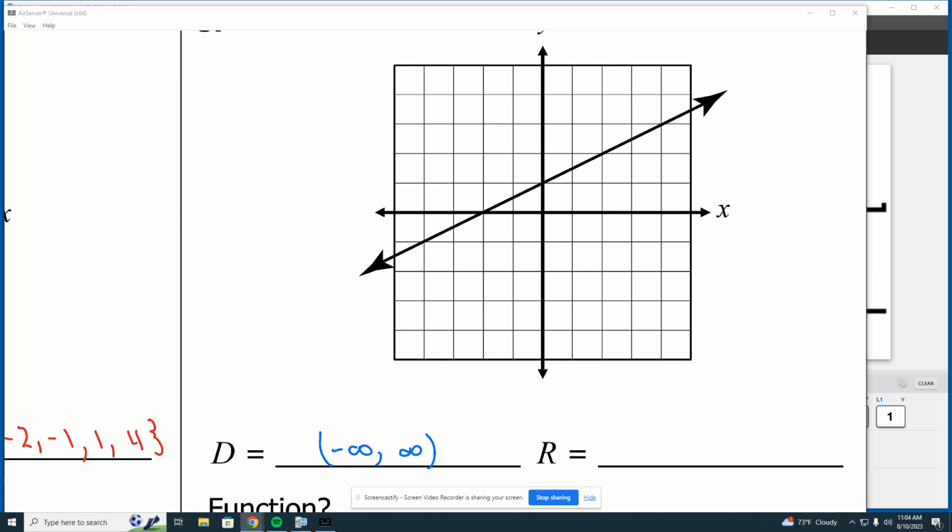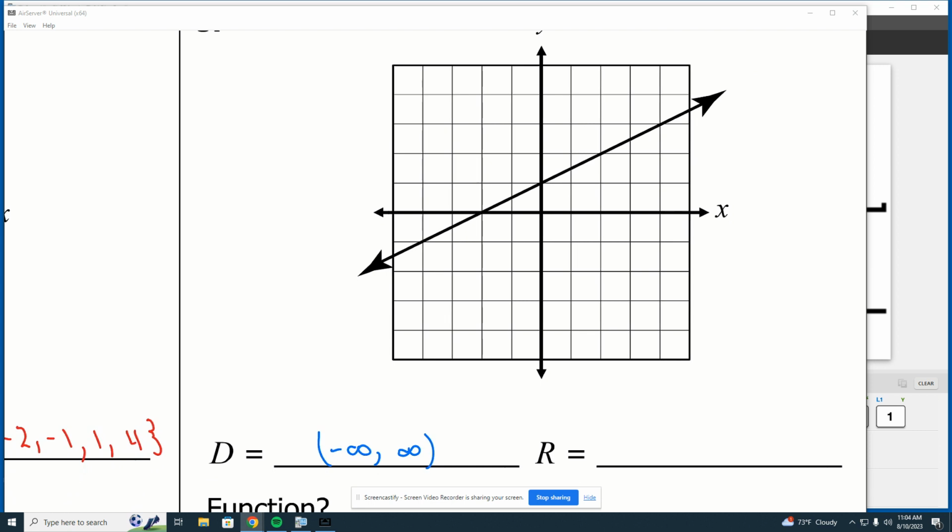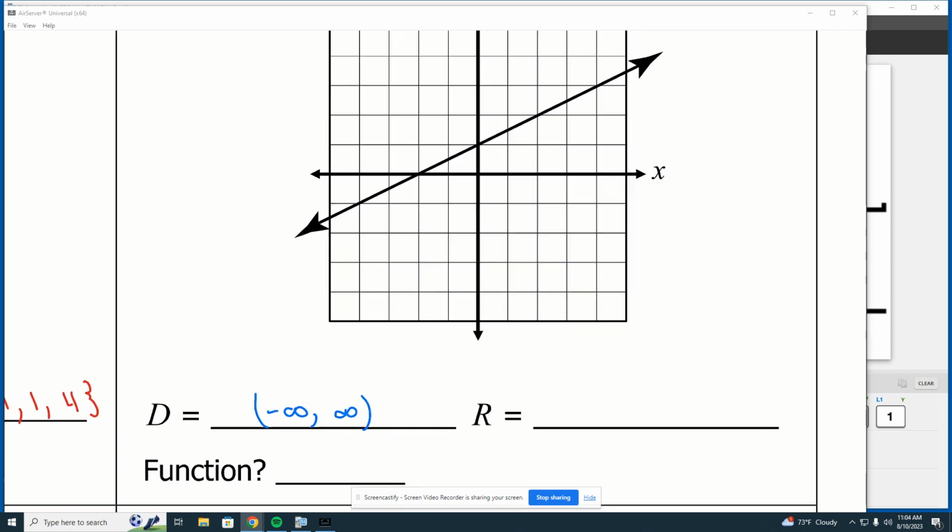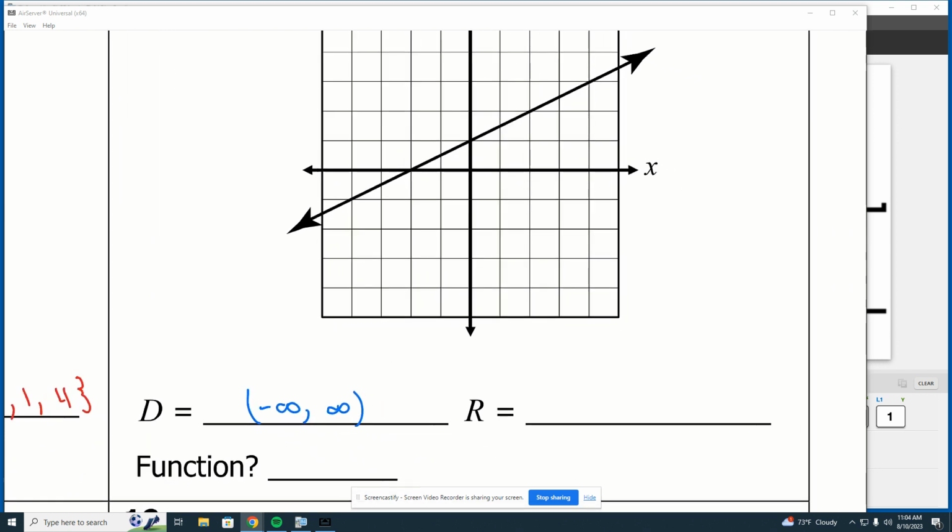Now what about range? Will it ever stop going down? Nope. Will it ever stop going up? Nope. So it's the same. It comes from negative infinity down, and it goes towards positive infinity up. Negative infinity to positive infinity is my range as well. You follow?